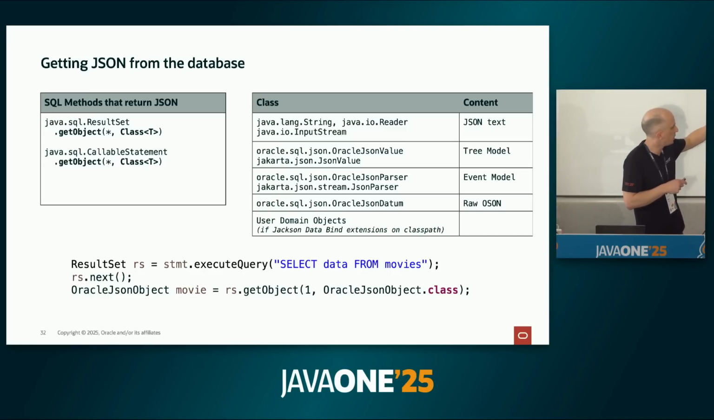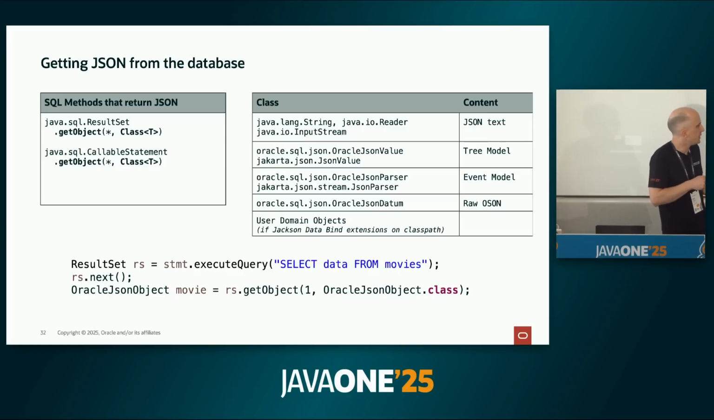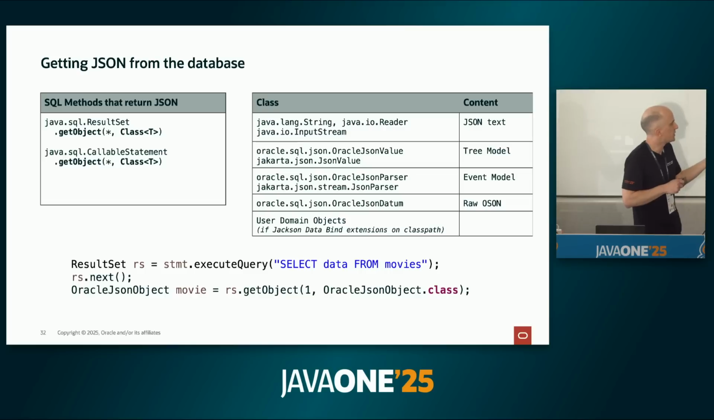And then as you iterate the result set, the result of that query, you can call this get object method. You can tell it first the column, in this case, column number 1, that you want to get back. And then the second argument there is the Java type that you want to consume that value as. In this case, it's saying, I want to get this as one of these tree model things.